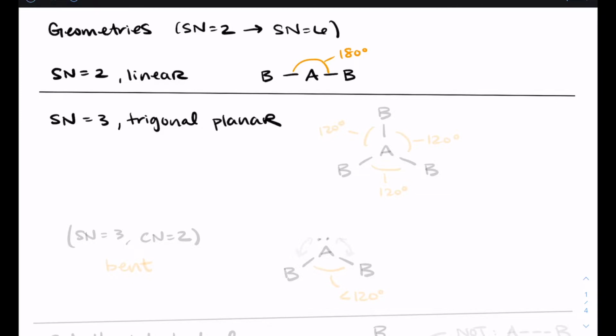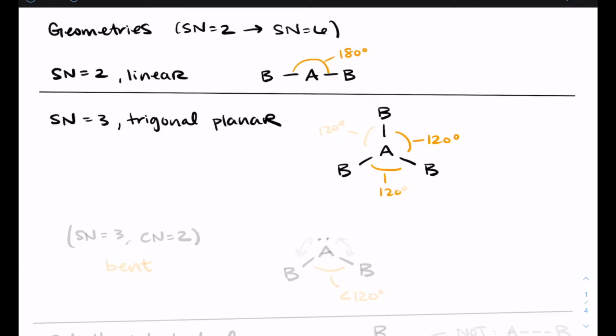So A in the middle, 3 B's bonded to the A. Again, I've drawn single bonds. It doesn't have to be a single bond. And the bond angle is 120 degrees. So the angle between B-A and another B is 120 degrees. And if this were my shape, with 3 atoms connected, I would call this trigonal planar. The electron geometry and the name of the shape would be the same.